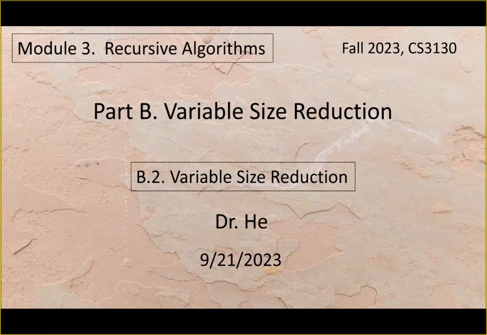Factorial, we cut off one number every time by 1. The Tower of Hanoi, we reduce the disk number by 1, n-1. That's a commonly used method, but sometimes we make a problem size reduction faster, not just by 1, but by many, and how many can vary. Sometimes bigger, sometimes smaller. B.2, variable size reduction.